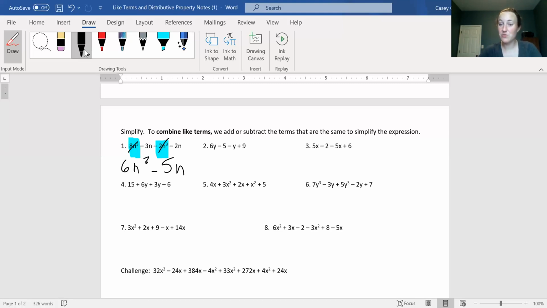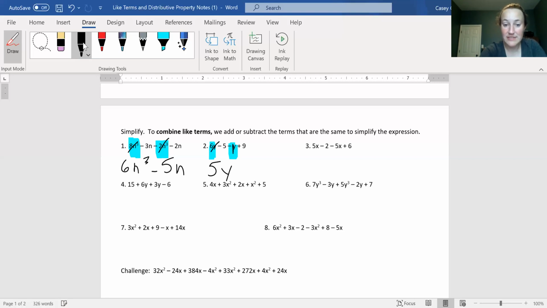Let's take a look at number 2, those of you that are staying with me. It's not always going to be x's. Okay, so number 2, I've got 6y minus 5 minus y plus 9. What are some like terms? Think about it. Hopefully you're thinking, hey, 6y and -y, those can go together. If you need to, put that imaginary 1 there. 6 minus 1 gets me to 5y.